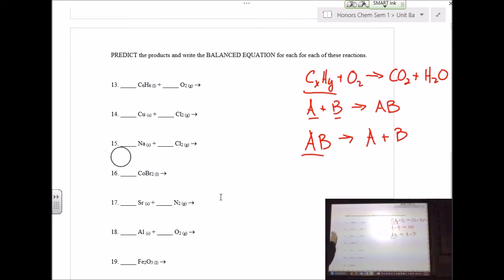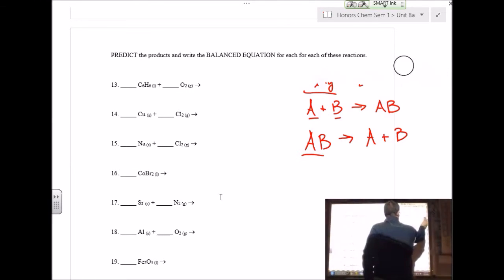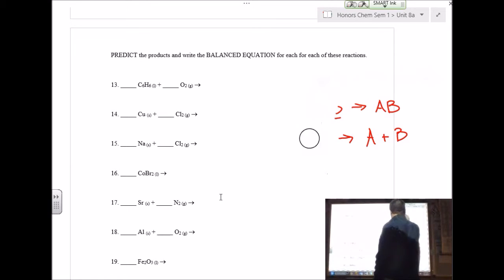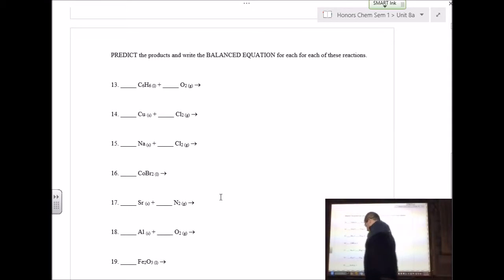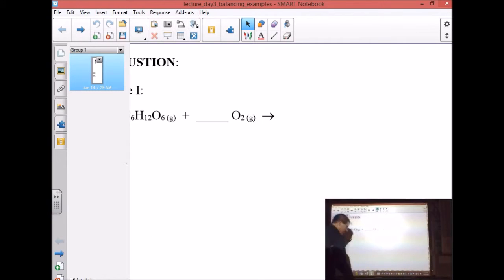All right. Here's the crazy thing. Chemistry's not hard. You just make it hard. Right? It's not hard. I promise. I promise. All right, so let's look at the examples here.